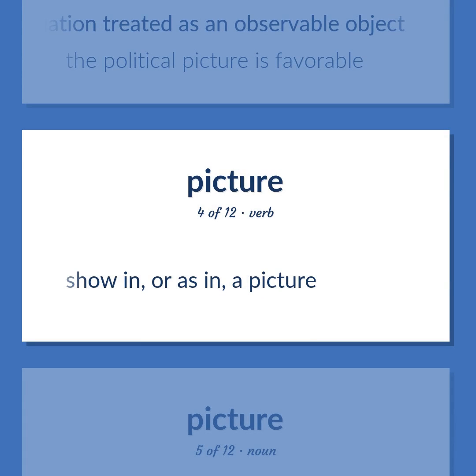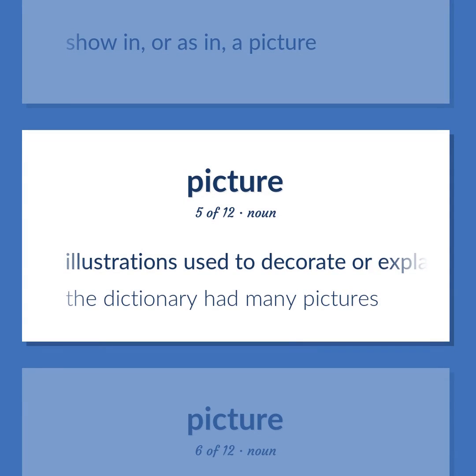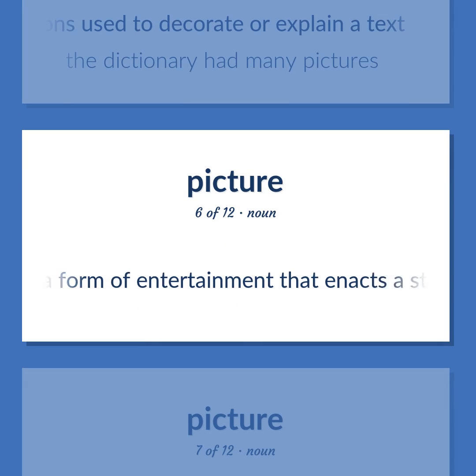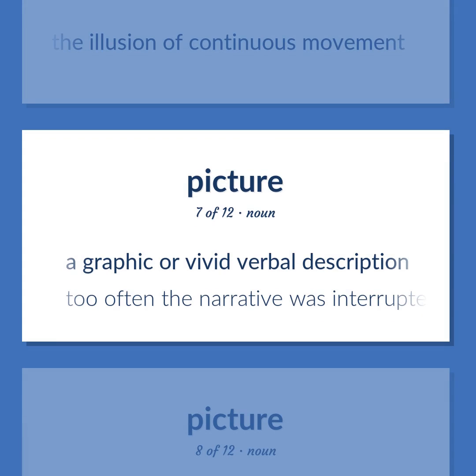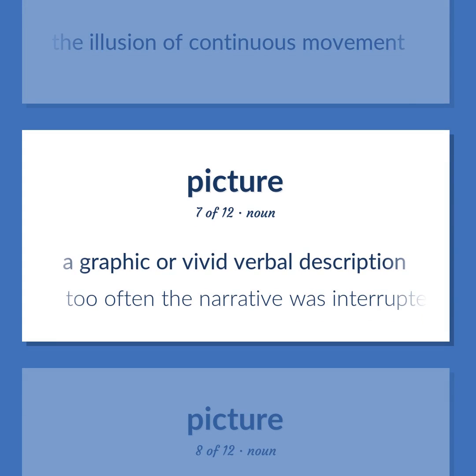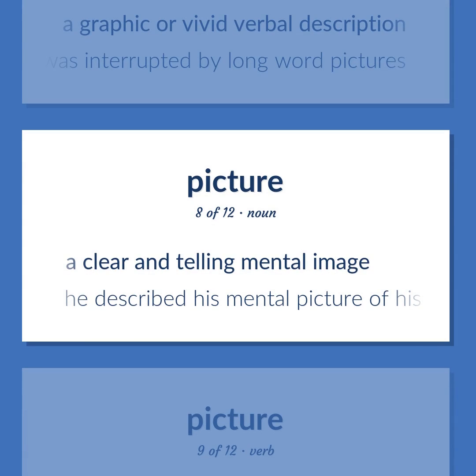Show in, or as in, a picture. Illustrations used to decorate or explain a text. The dictionary had many pictures. A form of entertainment that enacts a story by sound and a sequence of images giving the illusion of continuous movement. A graphic or vivid verbal description. Too often the narrative was interrupted by long word pictures. A clear and telling mental image. He described his mental picture of his assailant.